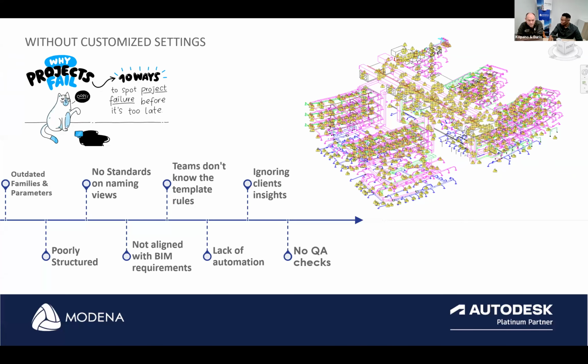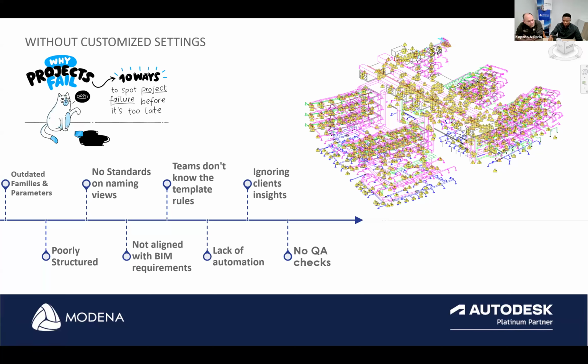So our next slide introduces us to more on the project phase now, right? So there are 10 ways to spot project failure, all right? So some project managers do have these experiences, through the Revit users as well. But then it dives down to the outdated families and parameters that are not set up correctly, or no standards at all, right? So the teams don't know the templates, right?